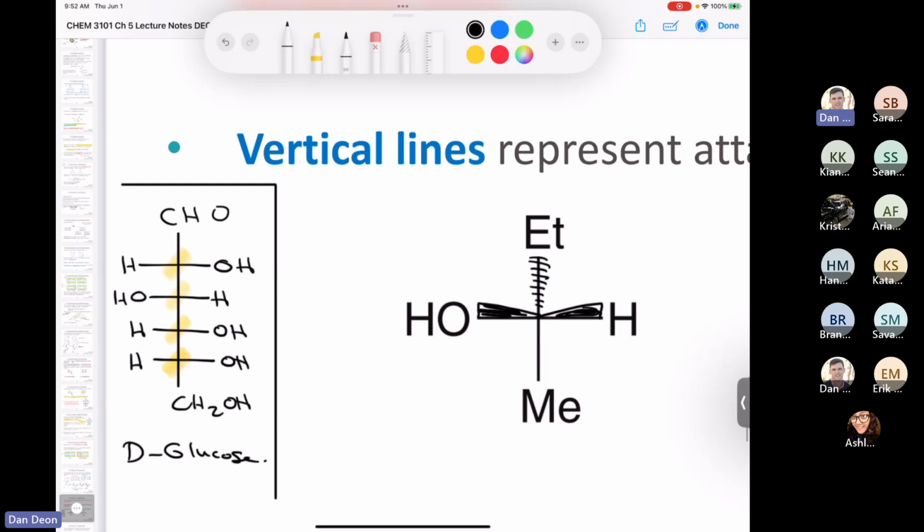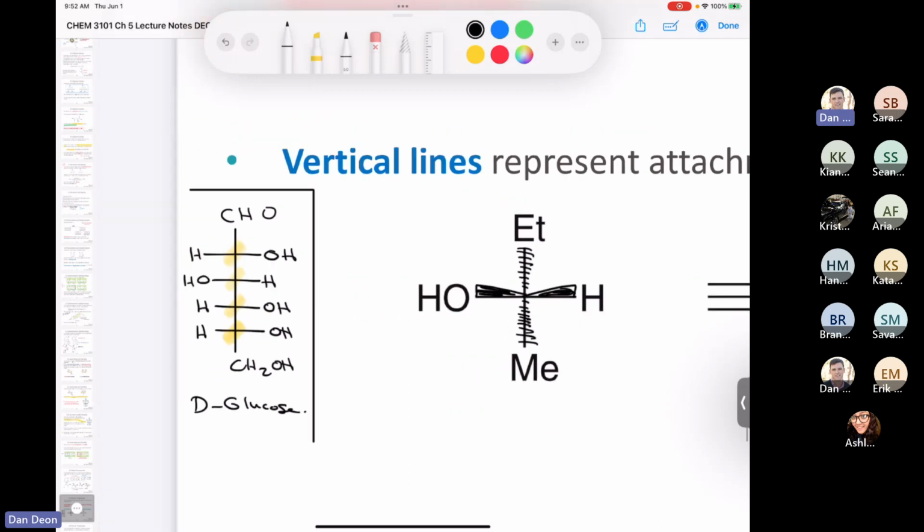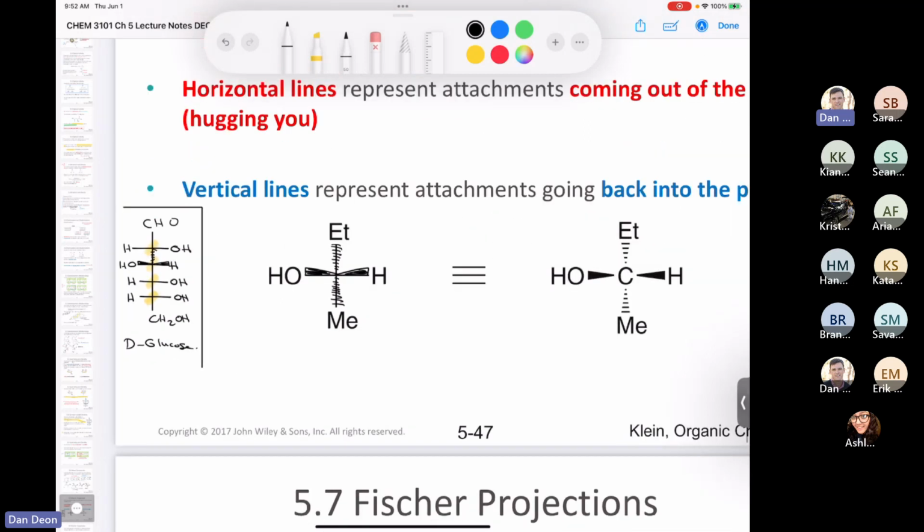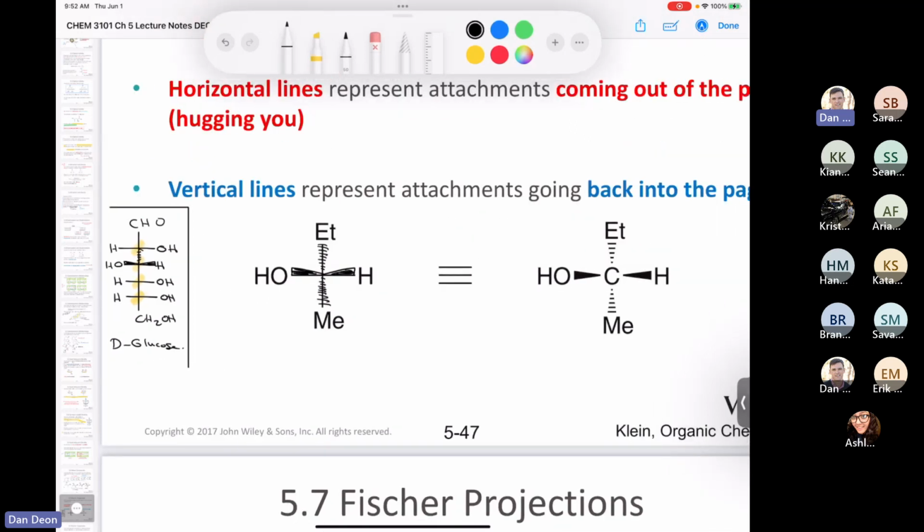So the vertical lines are going back into the page or back into the screen, and the horizontal lines are coming out towards you. And the same thing applies here, right? All the horizontal lines are coming out towards you, and all the vertical lines are going back. Okay, I'm not going to draw them all in because that would be way too painful. So there you go. That's how we draw a Fisher projection.